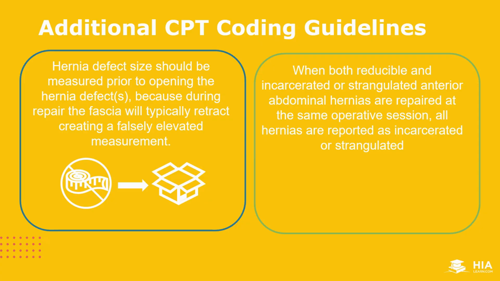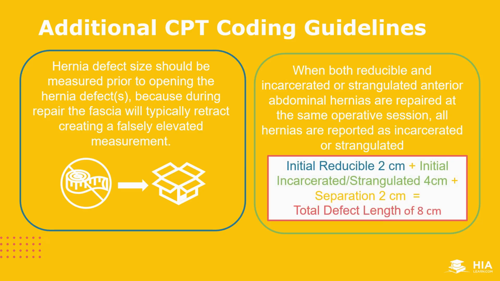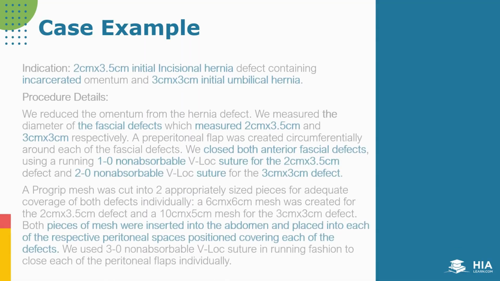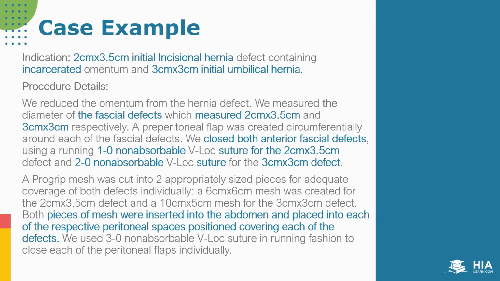As an example, if a patient has a reducible hernia 2 centimeters in length and an incarcerated hernia 4 centimeters in length, and they are separated by 2 centimeters of intact abdominal wall, the total length of the defect is 8 centimeters. Please pause the presentation and take a minute to review the documentation for this case example.